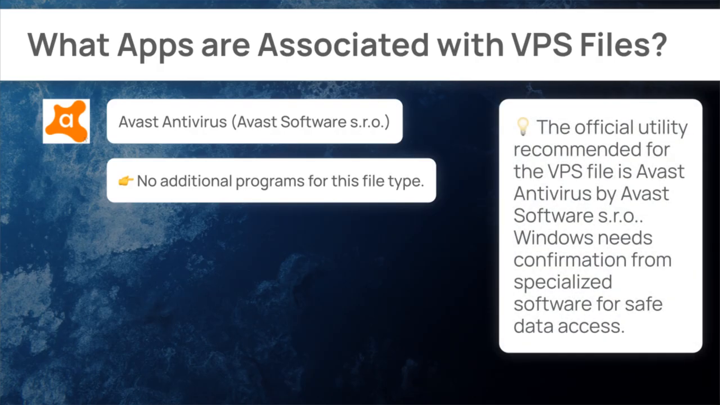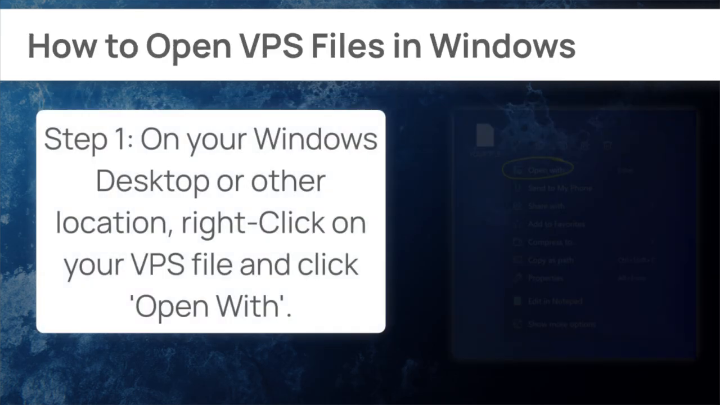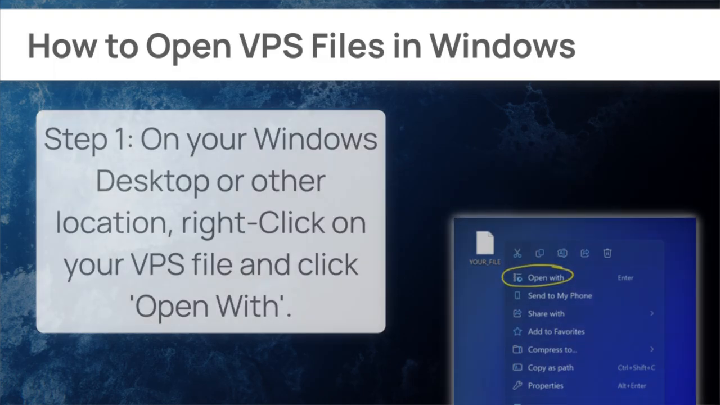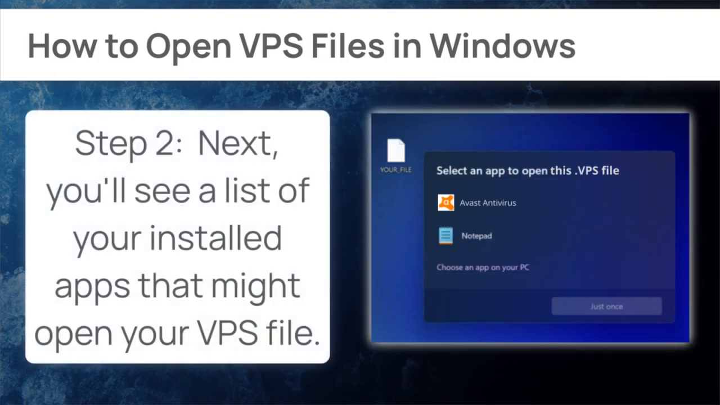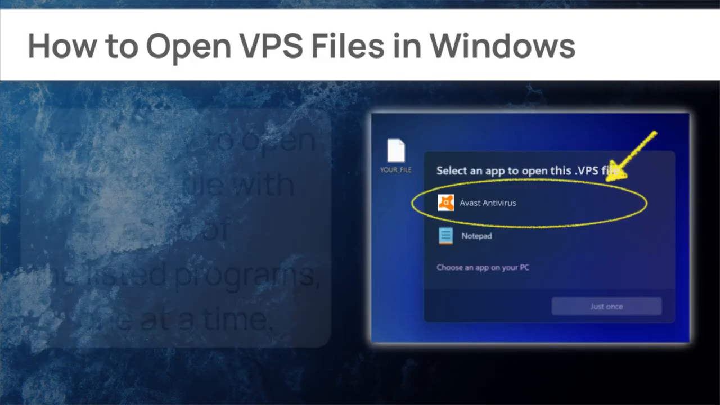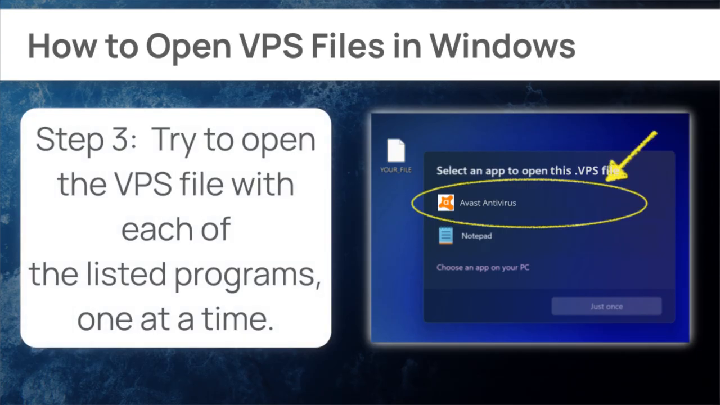Windows needs confirmation from specialized software for safe data access. Windows warns users against modifying system files due to potential OS instability. To guarantee file access, right-click your VPS file and select Open With. If Avast Antivirus is an option, test it. If it's not available, choose another program. We are trying to force the file open with a compatible application.